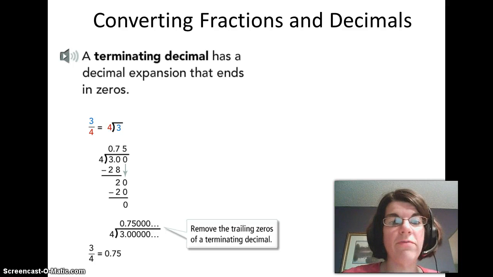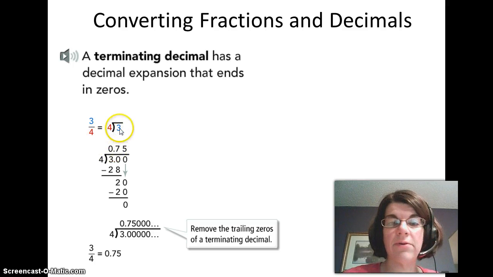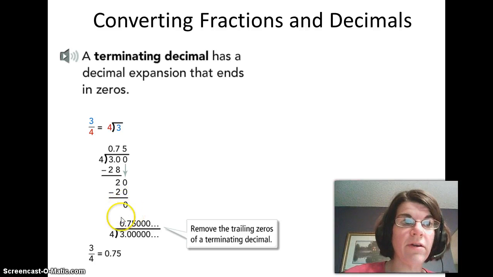So take a look at 3/4 here. 3 goes in the house, top in, bottom out, and we have to add a decimal and a zero. 4 goes in to 30 7 times. We end up with 28 and 2 left over. We bring the zero down. It goes in 5 times, we get 20 exactly, and it ends. We get a zero remainder.